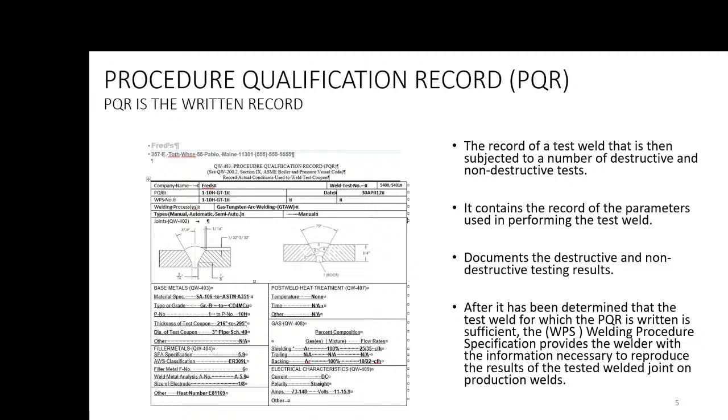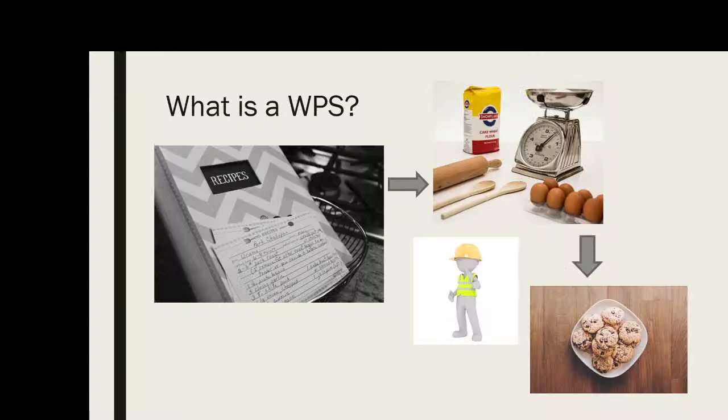And then after it has been determined that the test weld for which the PQR is written is sufficient, the WPS provides the welder with the information necessary to produce the results. So the WPS is a recipe card.